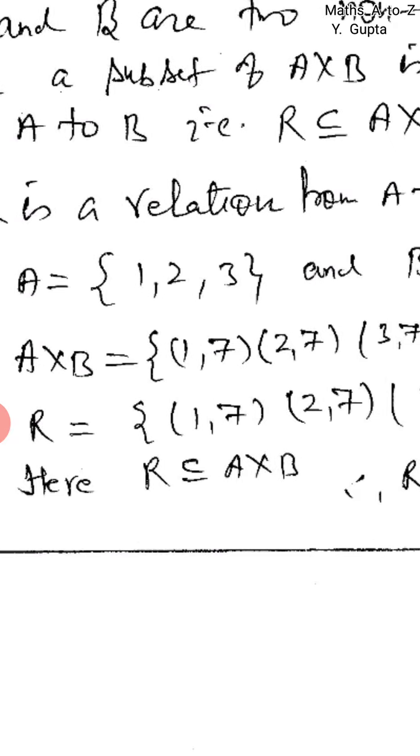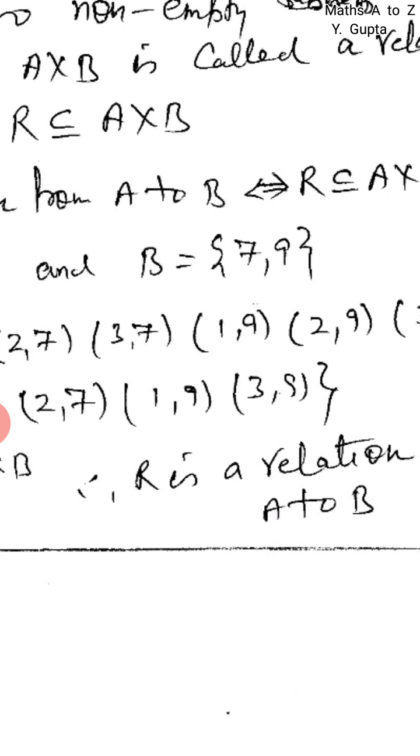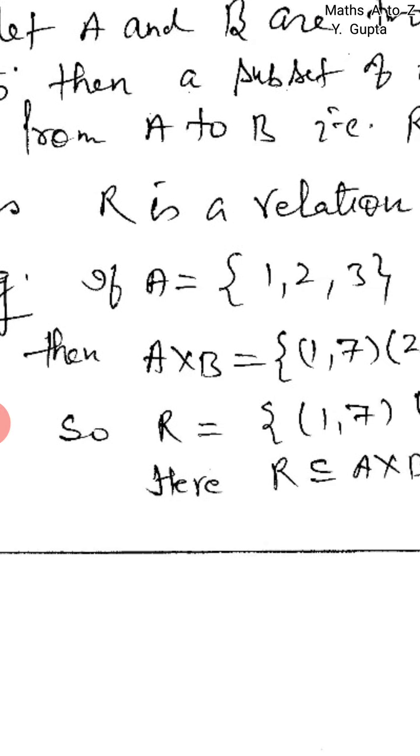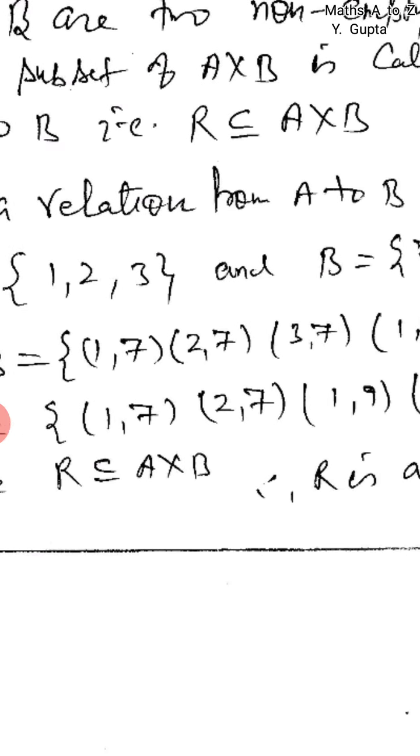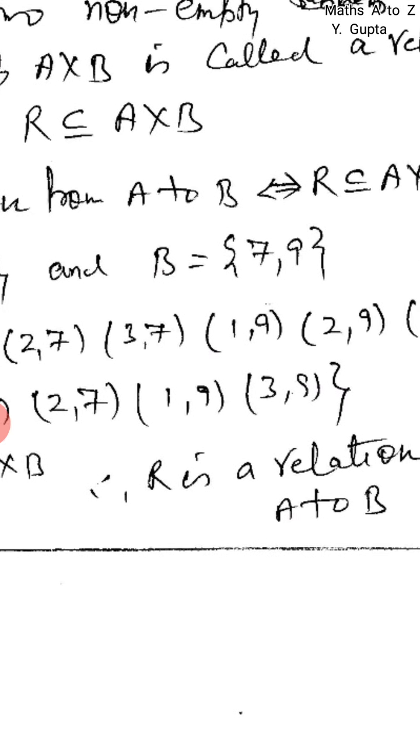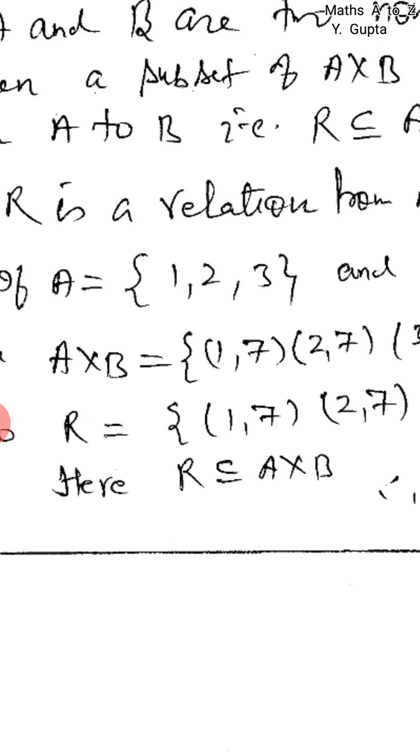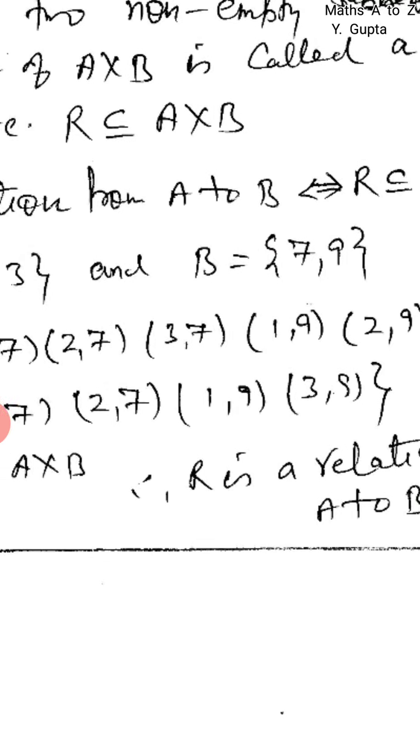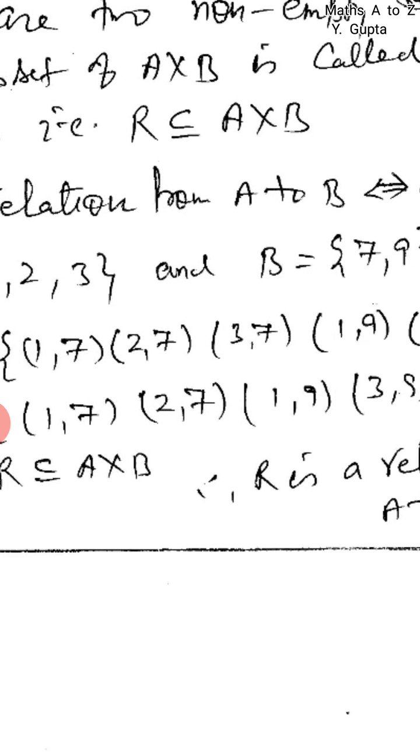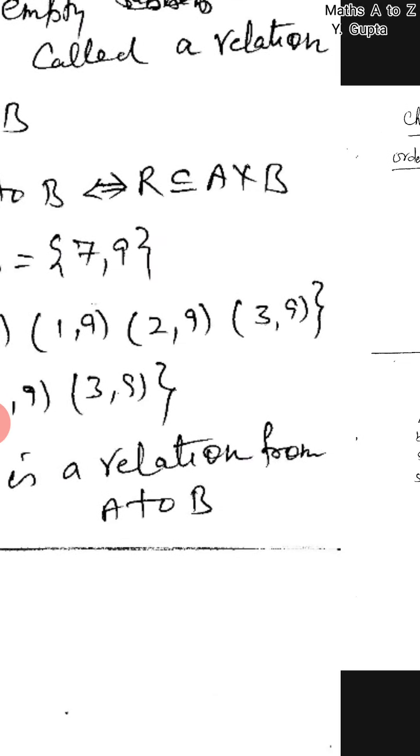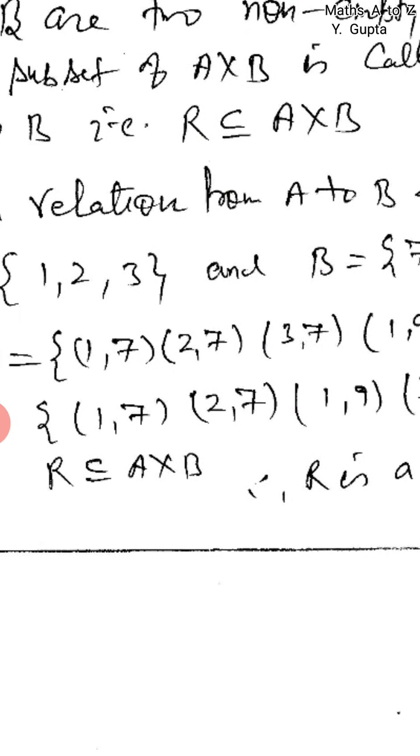For example, if A is equal to {1, 2, 3} and B is equal to {7, 9}, then their Cartesian product is (1, 7), (2, 7), (3, 7), (1, 9), (2, 9) and (3, 9). Then any relation from that Cartesian product is taken as a subset, for example, R is equal to {(1, 7), (2, 7), (1, 9), (3, 9)}. Here clearly R is a relation from A to B because it is a subset of A cross B.